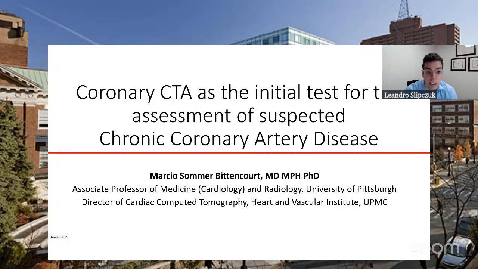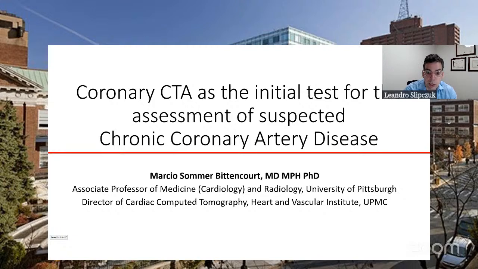He graduated in medicine at the Federal University of Paraná in Brazil, completed his internal medicine and cardiology training at the University of Sao Paulo in Brazil as well, then trained in cardiac CT at the Erlanger-Nuremberg University in Germany with Dr. Stephen Ackerbach. Then he completed a PhD in cardiology at the University of Sao Paulo and an MPH at Harvard School of Public Health. He also did a postdoctoral fellowship at the Brigham and Women's Hospital in Boston.